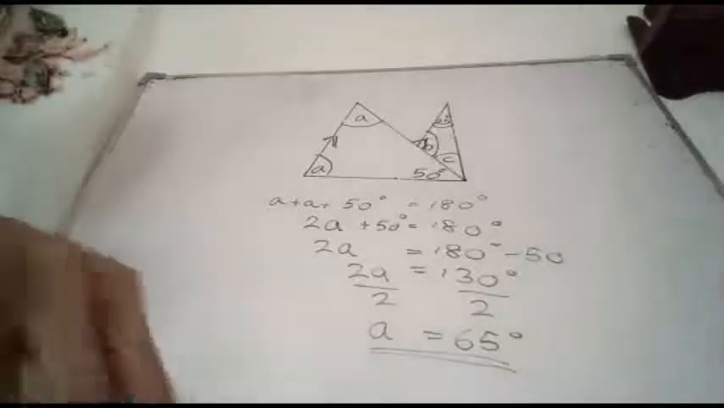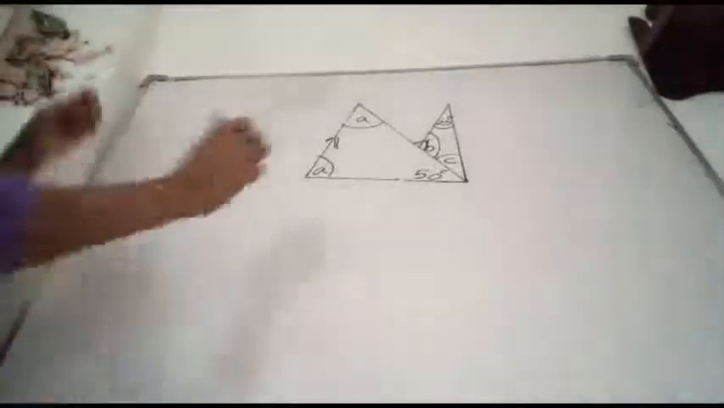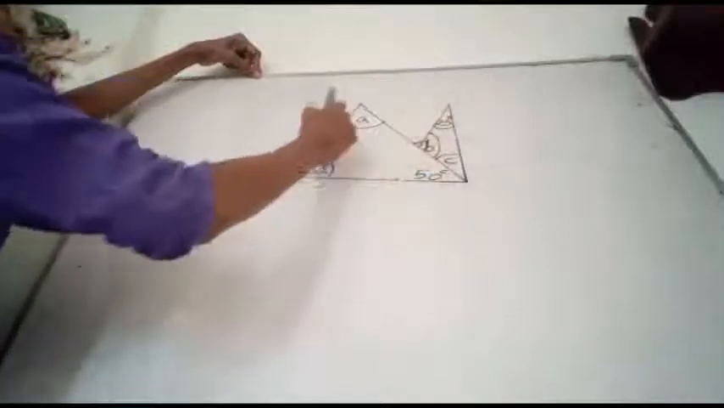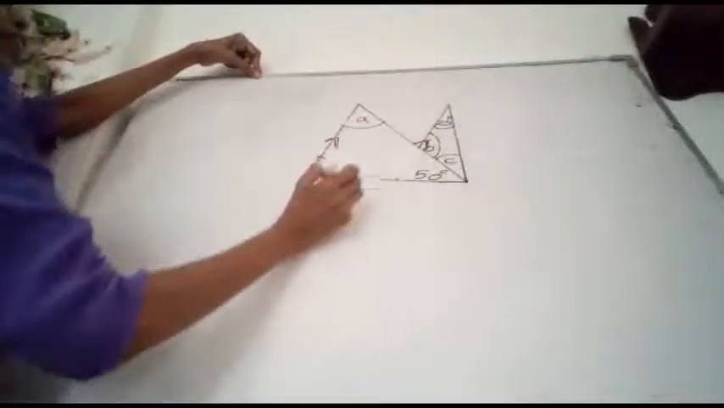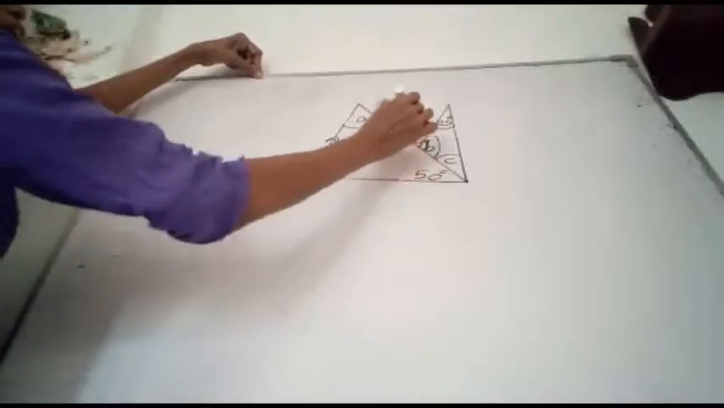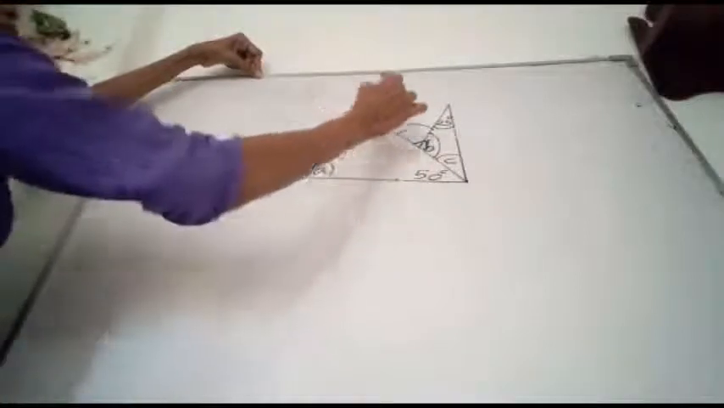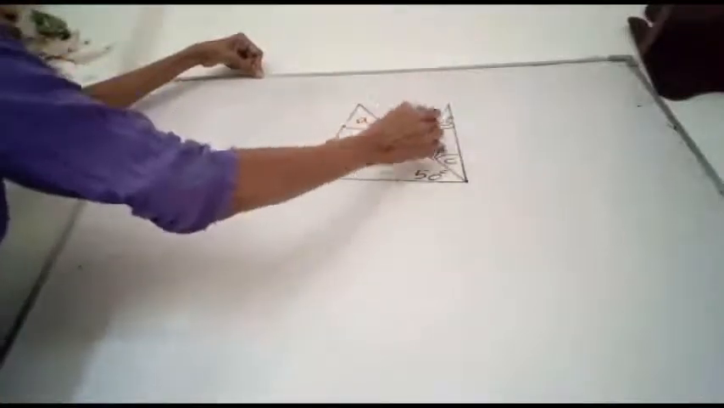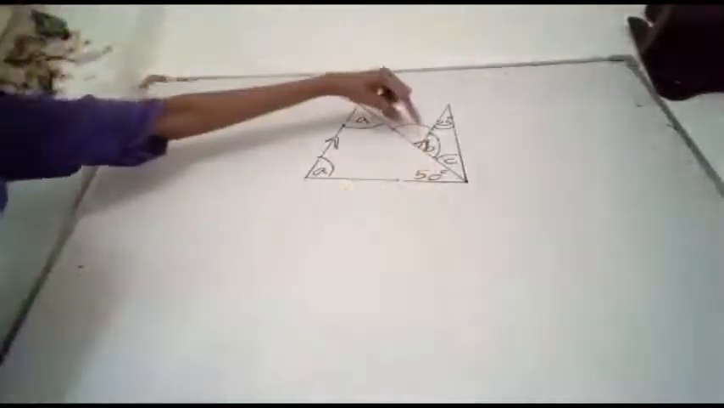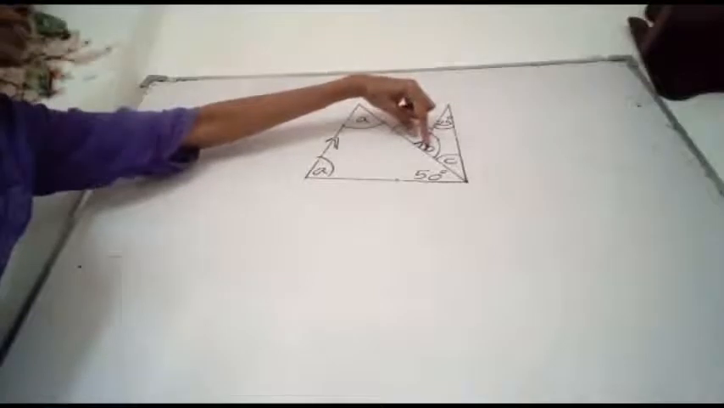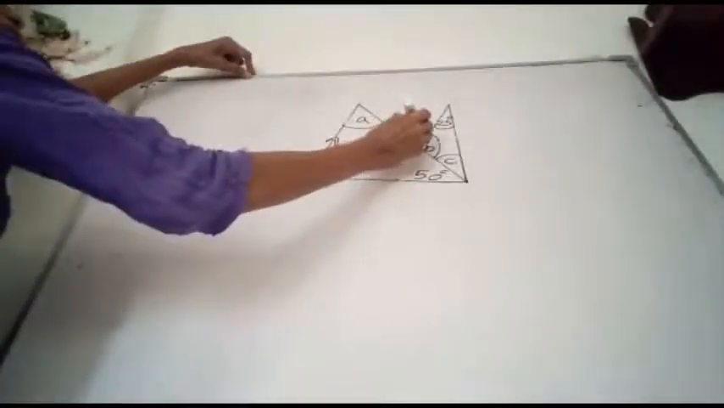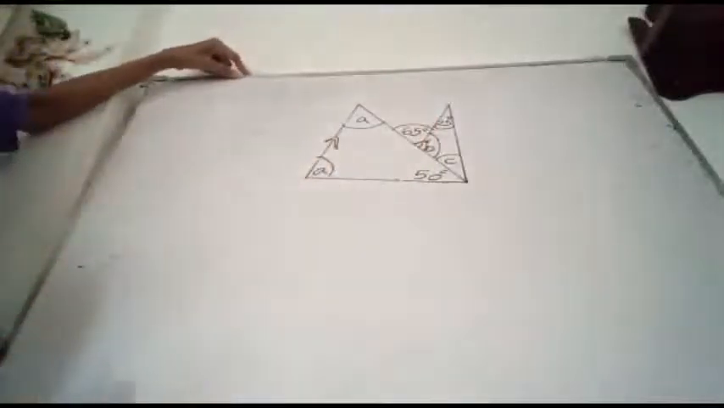Now, A and B are alternate angles. They lie in the letter Z. Here, not B, this angle. A and this angle are alternate angles. Here, these are adjacent angles. Then the magnitude of this angle is 65 degrees.